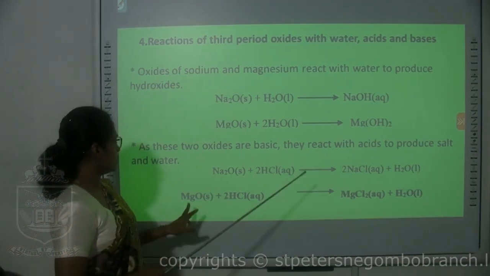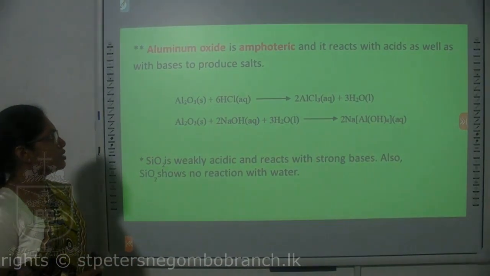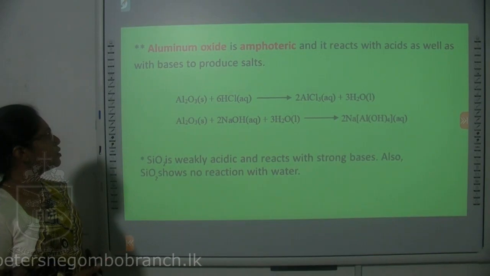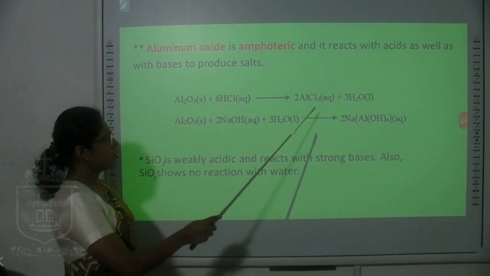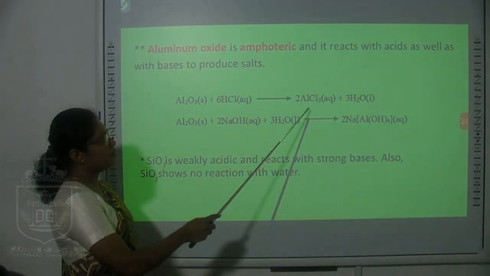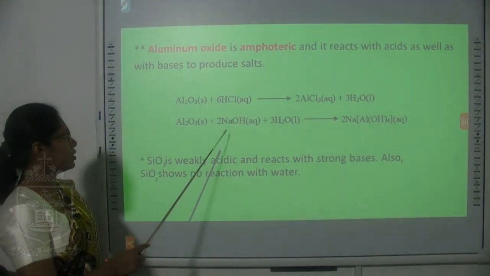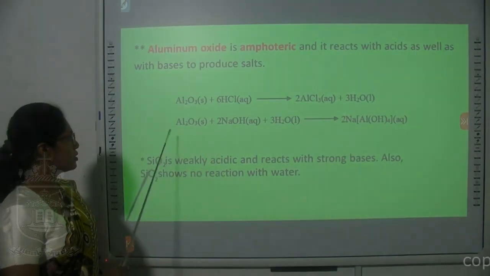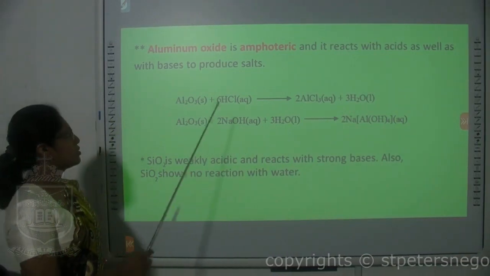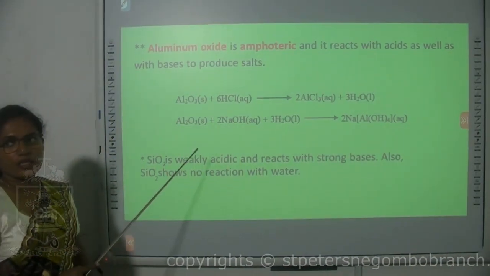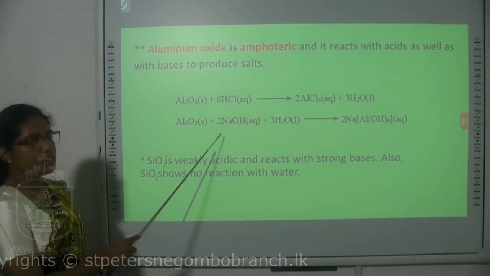Now let's take the aluminium oxide. As I told you, it is an amphoteric oxide, and it reacts with acid and forms the aluminium chloride, and also it reacts with sodium hydroxide, that means it also reacts with base and forms the relevant salt. So we can see here the amphoteric nature of aluminium. It reacts with acid and also reacts with base.